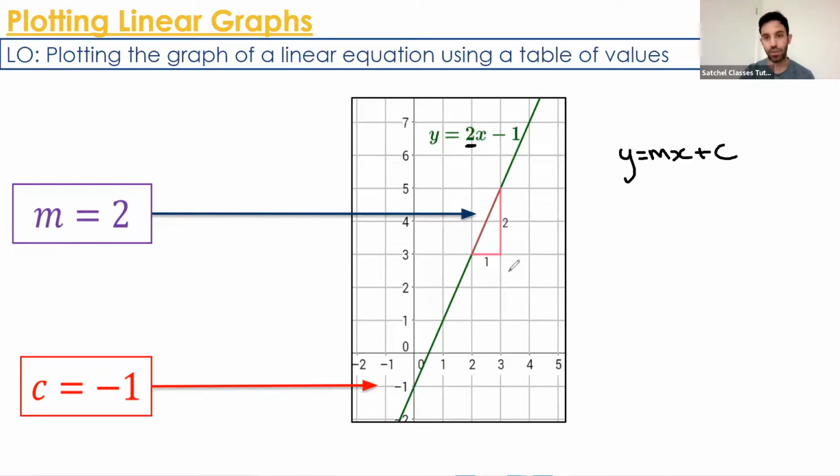So m is the gradient, so that's the change in y over the change in x. So from, let's say, point A to point B, we're going 1 across along the x-axis and 2 up along the y-axis. So the gradient m is the change in y over change in x. So in this case, that's going to be 2 over 1, which is simply 2. Hence why we have 2x minus 1.